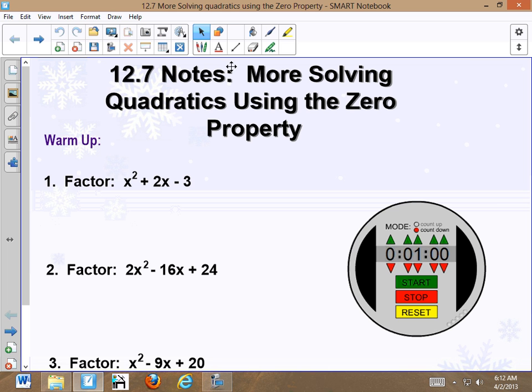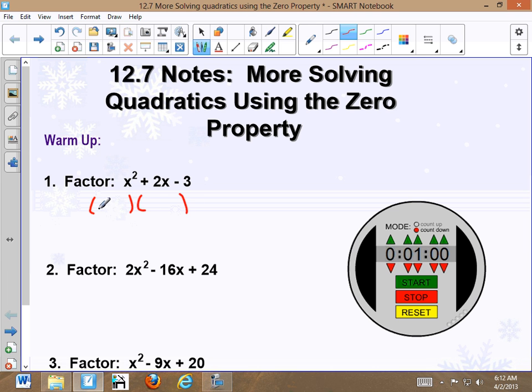So all we're going to do is factor because it's not set equal to 0. x squared plus 2x minus 3. I have my empty parentheses, my x and my x. I need two numbers that multiply to give me -3 but add up to 2. So I know that it's 1 times -3 or -1 times 3. Because I need a positive 2, it has to be -1 plus 3. That's my answer.